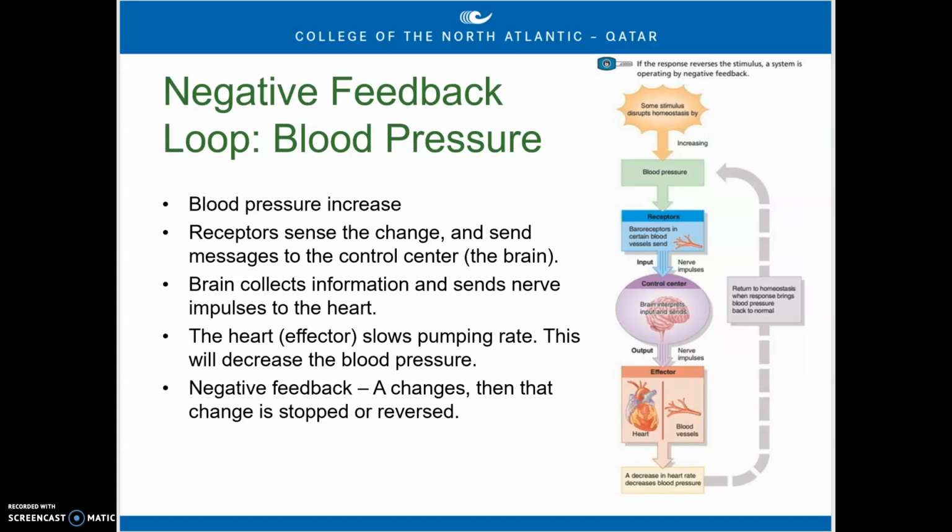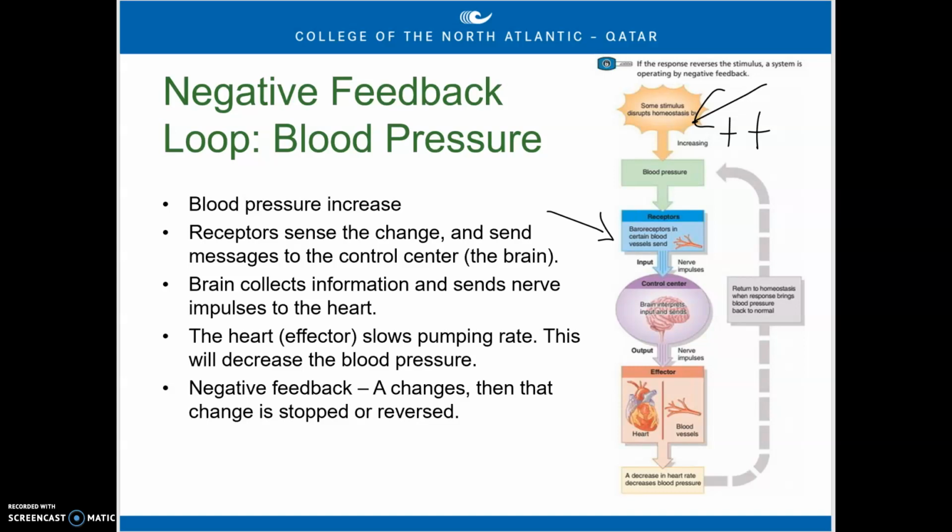Okay, so we'll have a look at our negative feedback loop, and we'll use the blood pressure as an example. So if we look up here, we'll have our stimulus. Something happens, and that causes our blood pressure to increase. That's picked up by receptors, and in our blood, in our cardiovascular system, we'll have receptors called baroreceptors. Now, baro refers to pressure. So these receptors are specialized to detect pressure in the blood vessels.